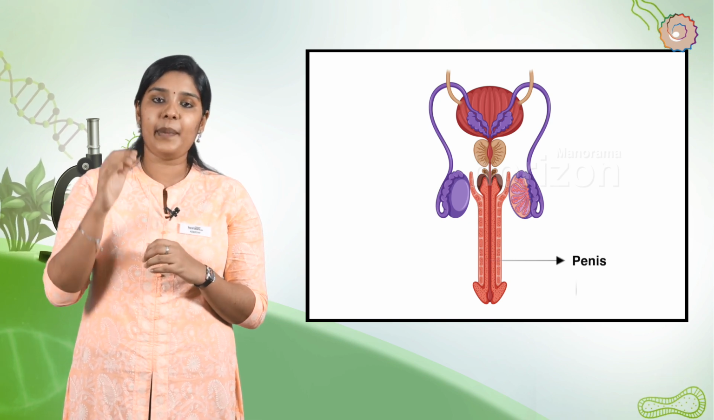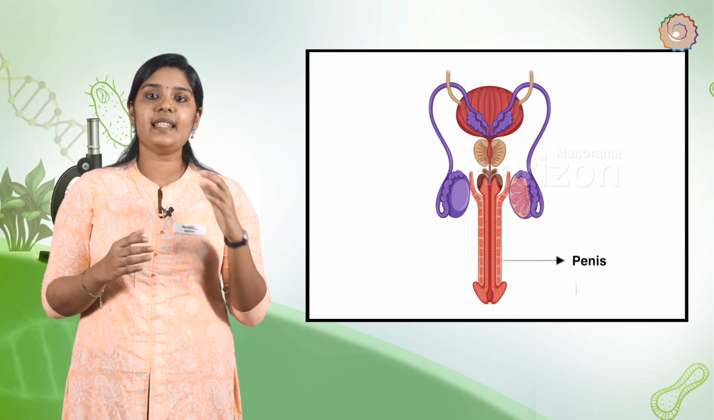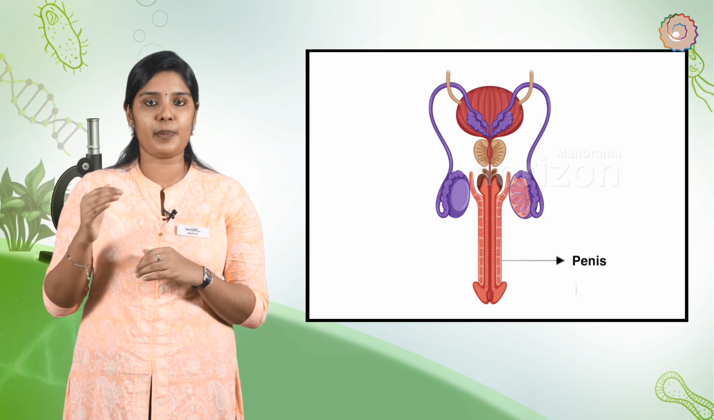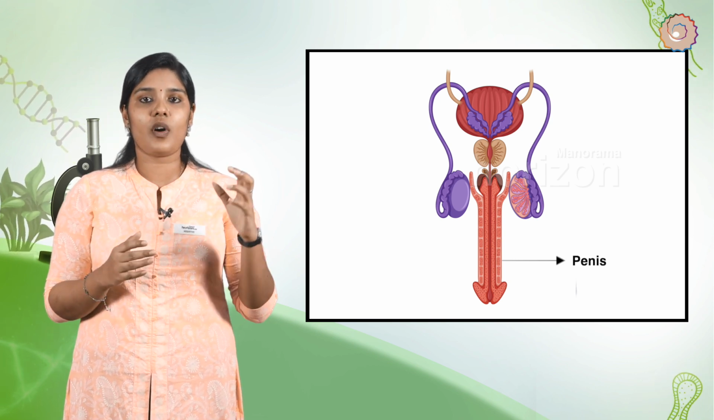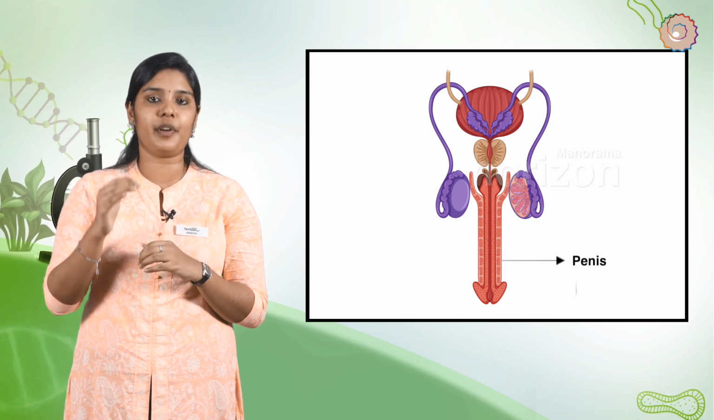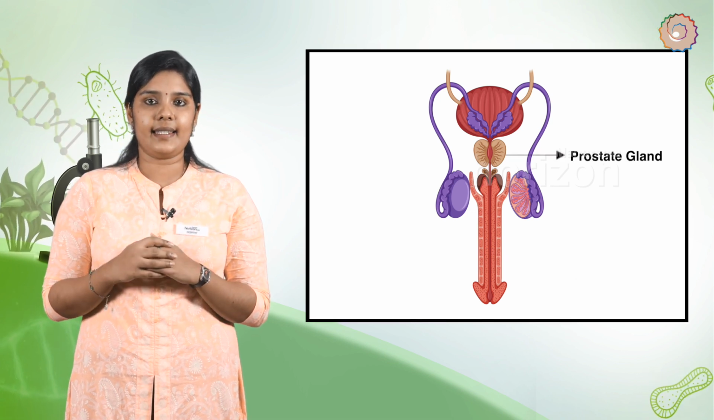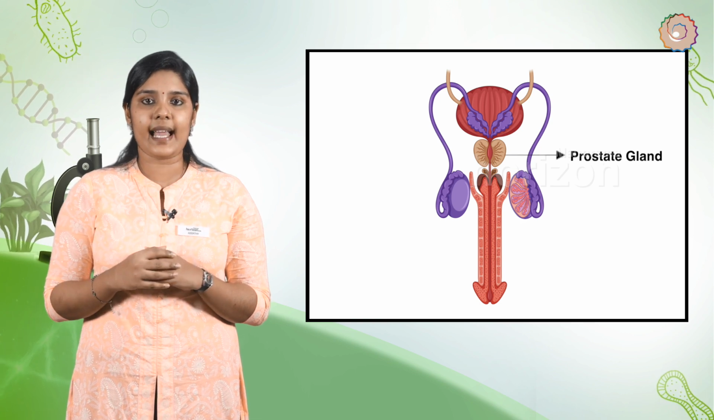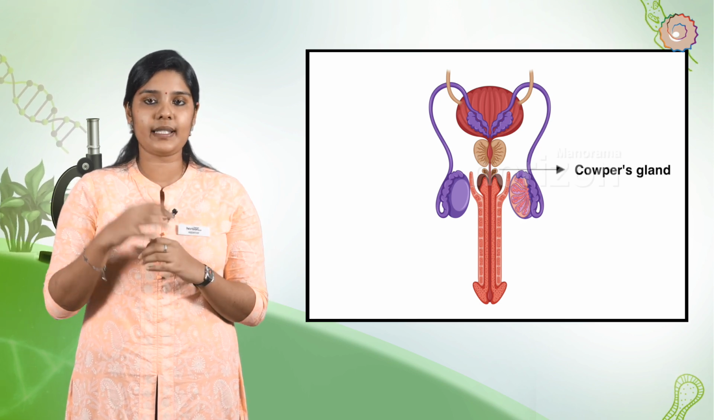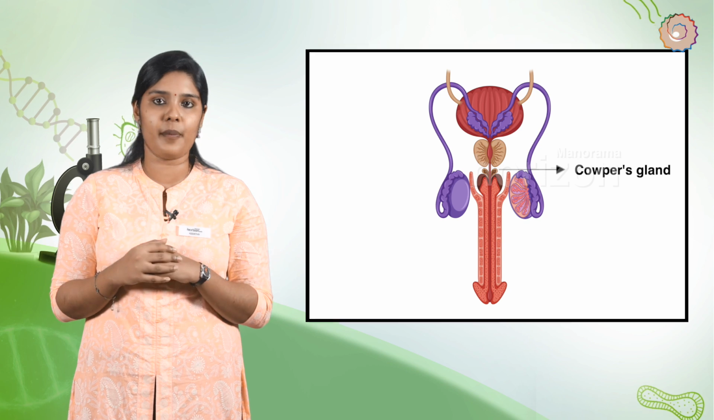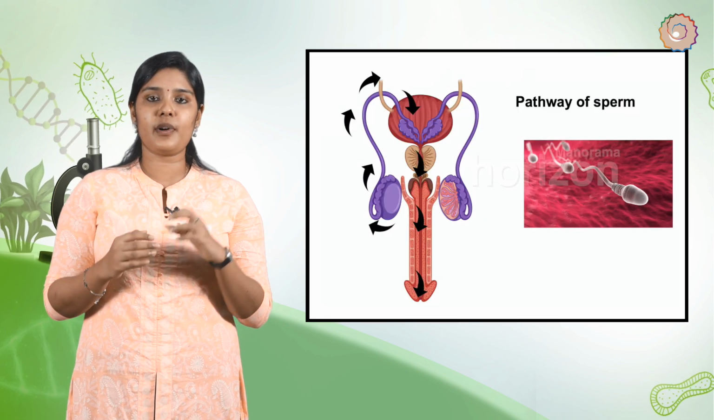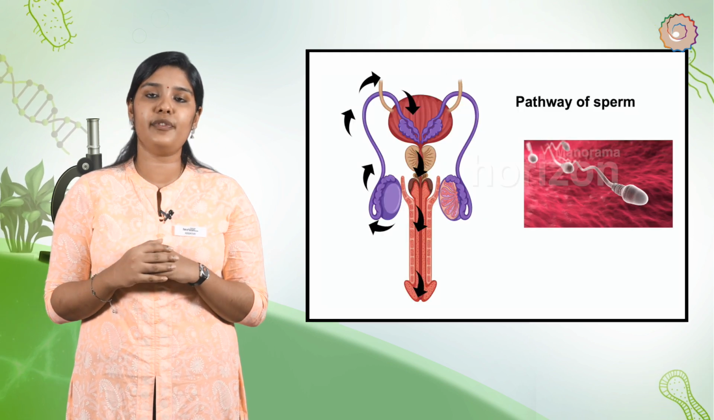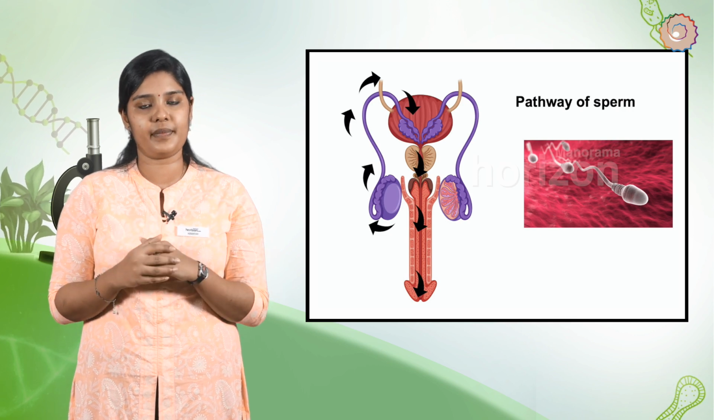Penis. It is the male genital organ. The penis carries the duct for the transfer of sperm during copulation. It is also the channel to remove the urine from the body. Accessory glands. Glands like prostate gland, seminal vesicles and Cowper's gland add their secretions to form semen, which make transport of sperms easier, and this fluid also provides nutrition.